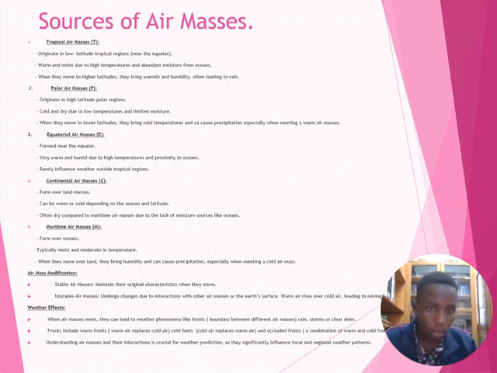The last one is the maritime air mass, which forms over oceans. They are typically moist and moderate in temperature. When they move over land, they bring humidity and can cause precipitation, especially when meeting a cold air mass.